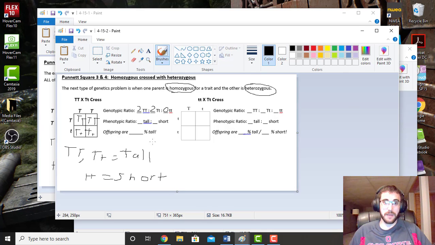So in this example, big T, big T, and big T, little t, with no little t's, still all 4 are gonna be tall, and 0 will be short. If there's ever a big T present, it's gonna show the dominant gene, which is tall. So that's 4 out of 4, 100% tall. We'll pause here and I'll let you guys try the little t, big T, little t cross. See if you can figure it out.